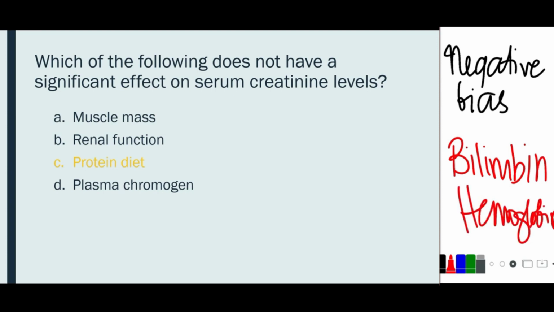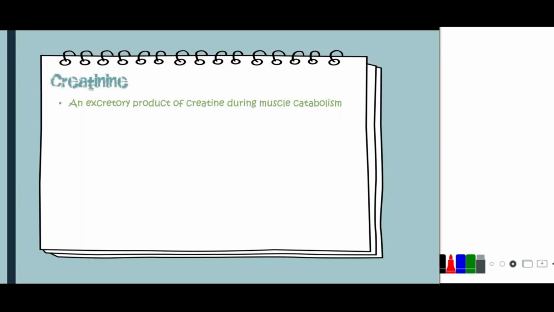And remember guys that when it comes to muscle mass, this is also the reason why serum creatinine varies depending on gender, on race, and on the age of an individual. So between females and males, males will have higher muscle mass. So we expect that males will have higher creatinine level. As I have mentioned earlier, creatinine is the major excretory product of creatine during muscle catabolism.